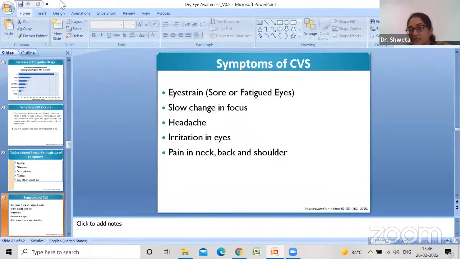All types of screens will cause eye strain. So these are the symptoms again of computer vision syndrome or of dry eye. They are the same symptoms. As I said, first you will get symptoms in the eye, as if something has fallen in your eye, a gritty sensation, followed by pain, followed by headache, followed by blurring of vision. And if you still continue, it will be severe headache with pain in the neck and back also.